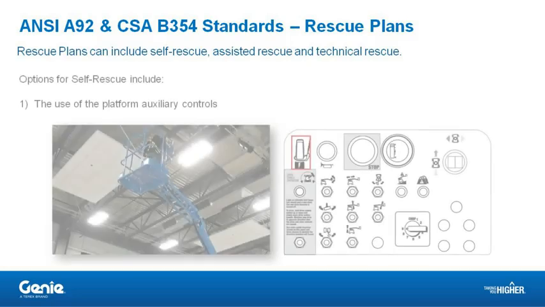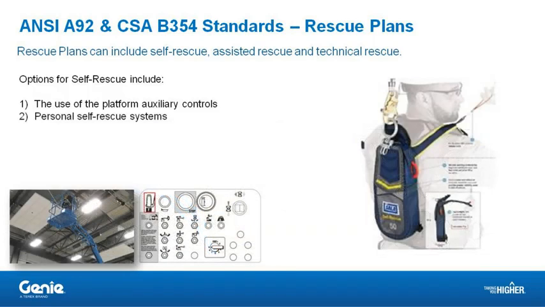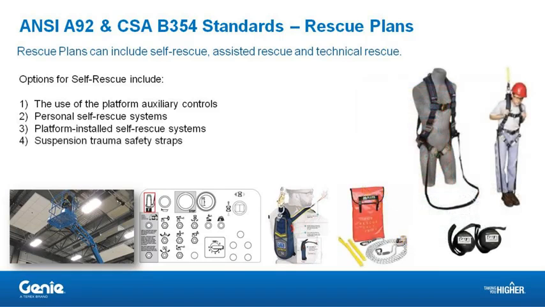Options for self-rescue include the use of the platform auxiliary controls to lower the machine to the ground in the case where the primary platform controls stop responding, personal self-rescue systems that can be used to lower the individual from the platform or to self-rescue after experiencing a fall or ejection, platform-installed self-rescue systems that allow the operator to self-rescue by attaching the system to the front D-ring on their harness, exiting the platform, and using the device to lower themselves to the ground, and suspension trauma safety straps, which are lightweight systems that mount onto the side straps of the operator's harness.